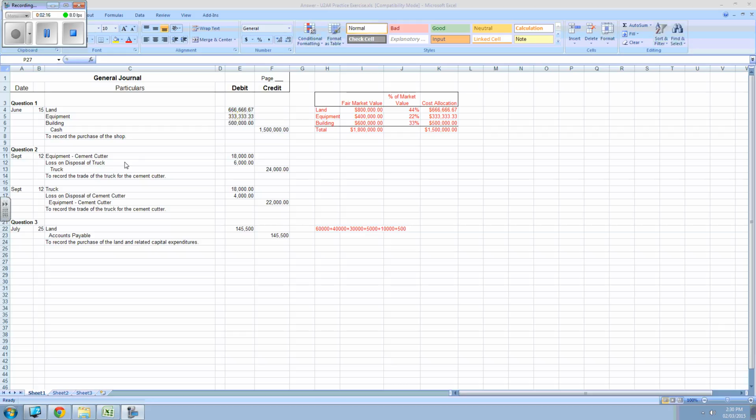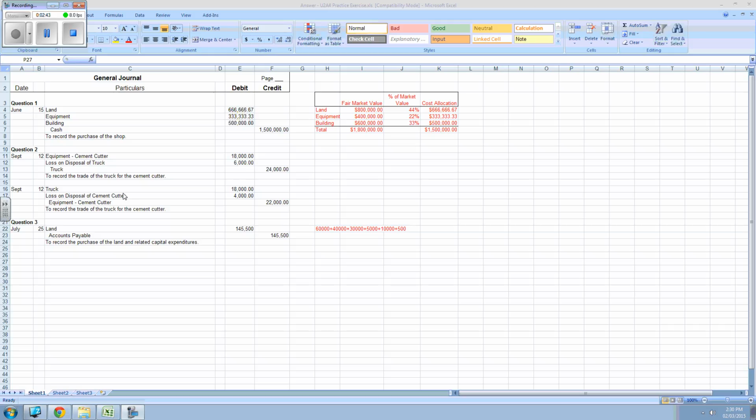So Olympia traded a truck that has a historical cost of $24,000. So you have to take the truck off your books at $24,000 because you want that account to be zero. So you have to credit truck $24,000. The fair market value of the cement cutter that Olympia purchased was only $18,000. So you also have to record a loss on disposal of the truck.